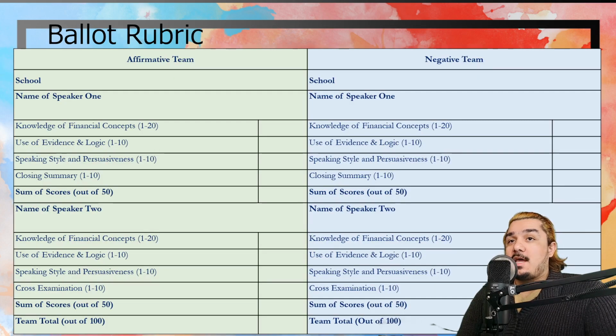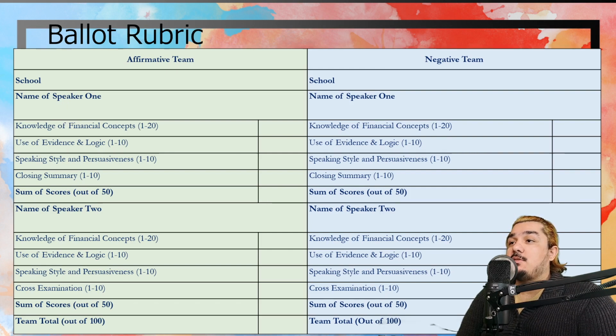All right, with that, let's talk a bit about the rubric and how you'll be evaluated. Here's what the judge's ballot looks like. You should also have this in the student guide. As we're going over this ballot, I want to highlight the fact that your understanding of financial concepts is emphasized and that Speaker 1 and Speaker 2 have differences in their rubric.